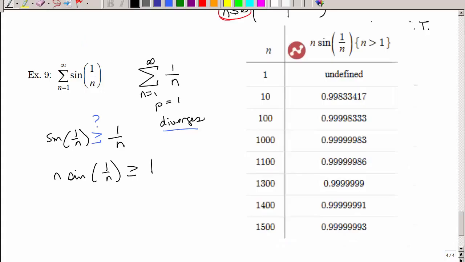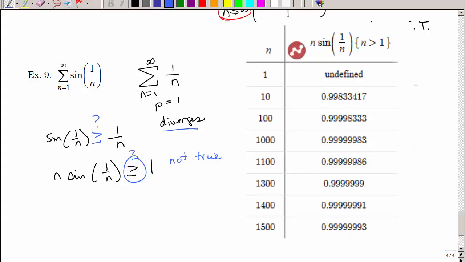So is this true? I wasn't really sure, so I went to a graphing calculator and said, okay, if n gets bigger and bigger, what is n times the sine of 1 over n equal to? Well, at 1 it's undefined, and as it gets really, really bigger, it's getting closer and closer to 1, but is it really ever greater than 1? So I really don't think this is true. It may be eventually true, like it might eventually be equal to 1, but I don't think so.